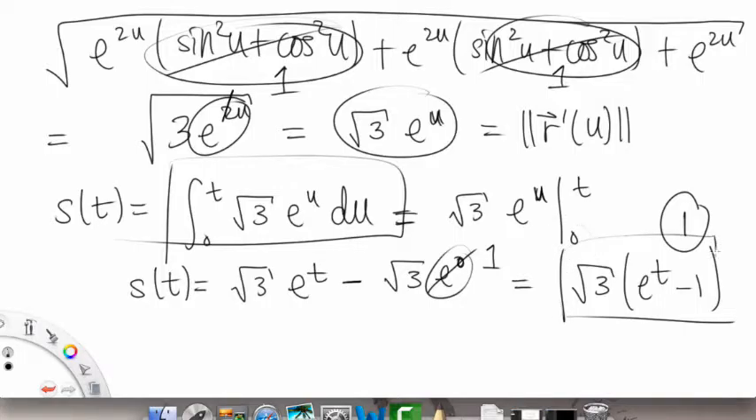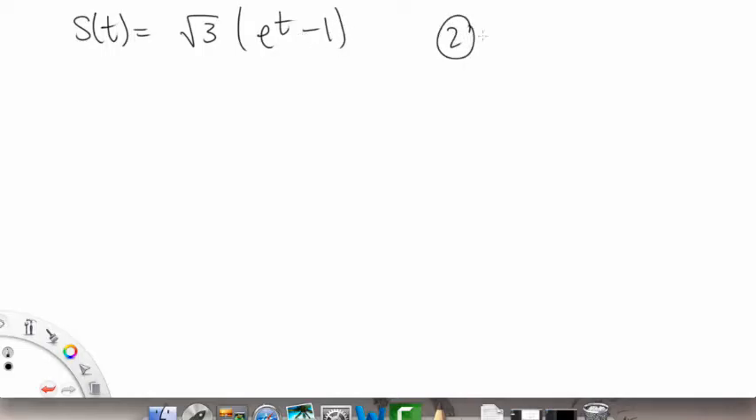This is our arc length function, and now what we're going to do is step 2. So S of t that we just found is radical 3 times e to the t minus 1. And now what we want to do, step 2, is to find the inverse. So what we want is t as a function of s, aka g of s, you just name it differently. Okay? So what we want is t by itself.